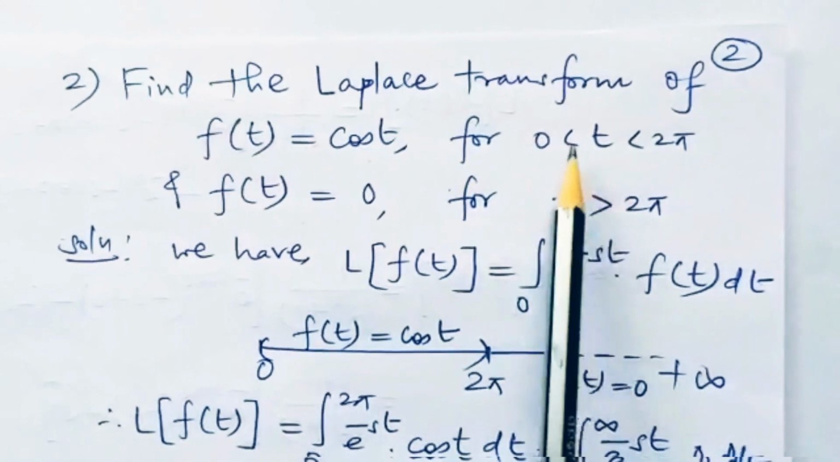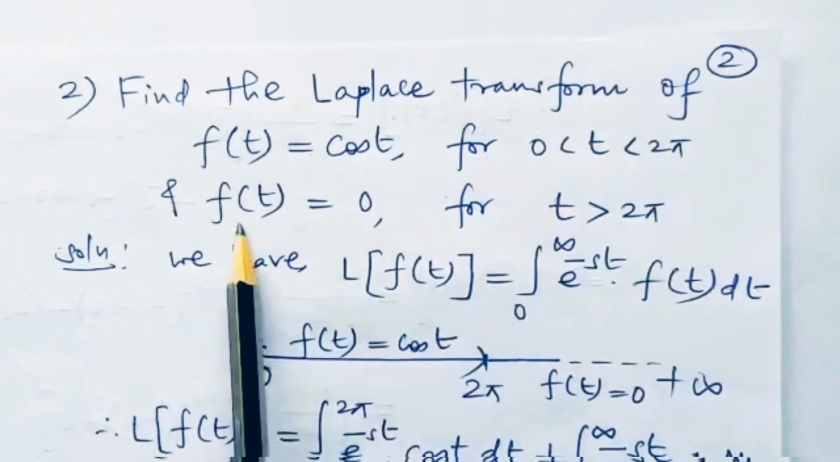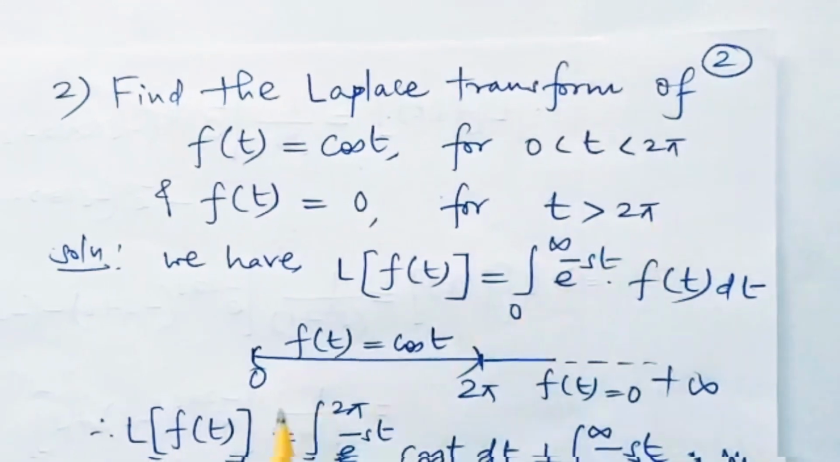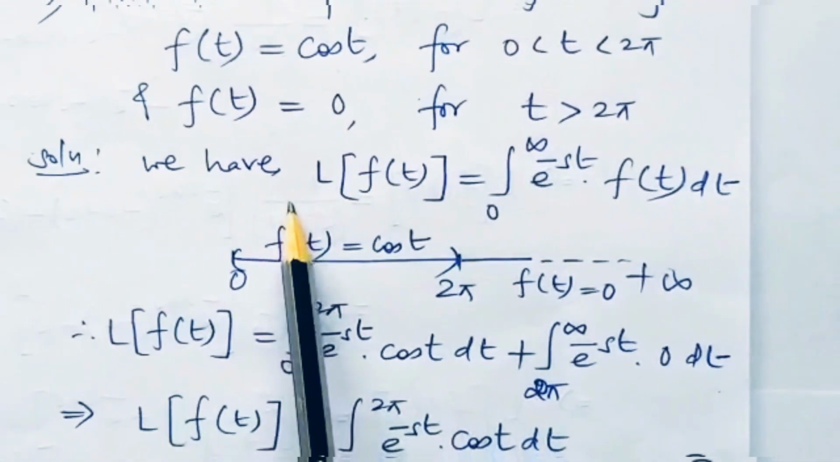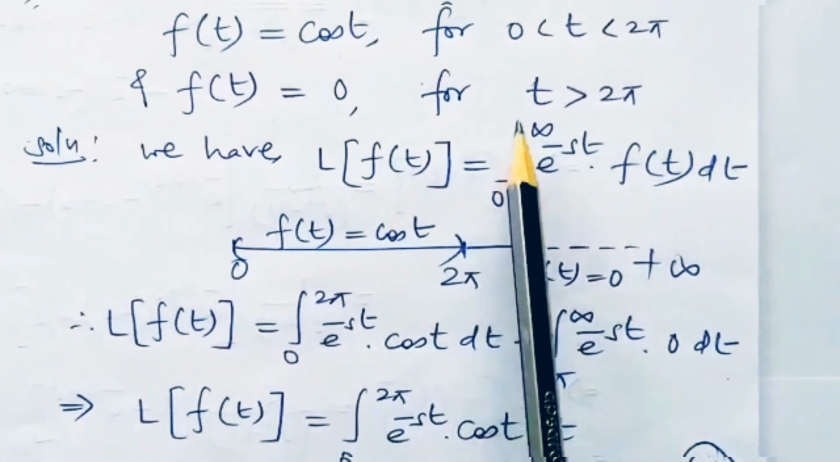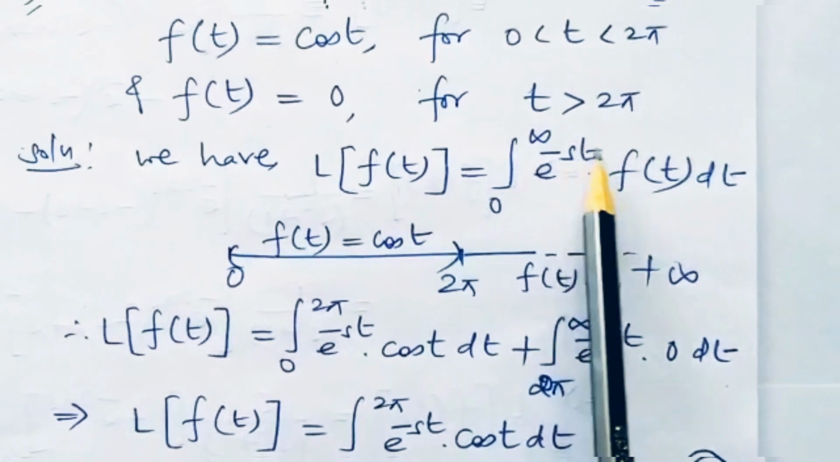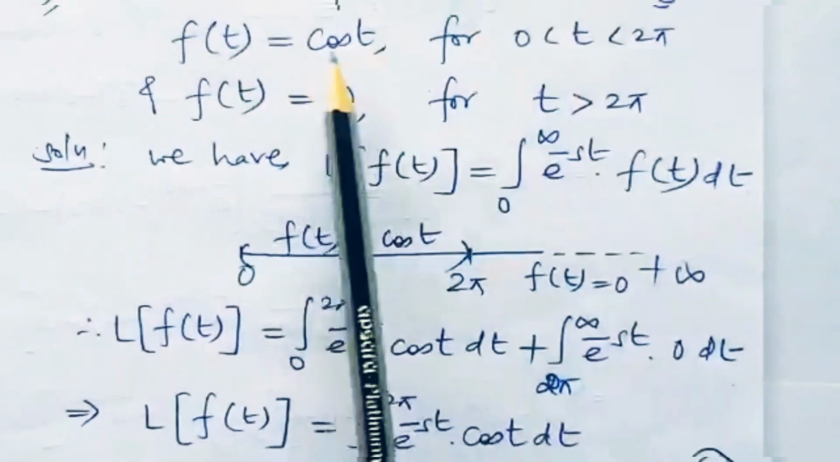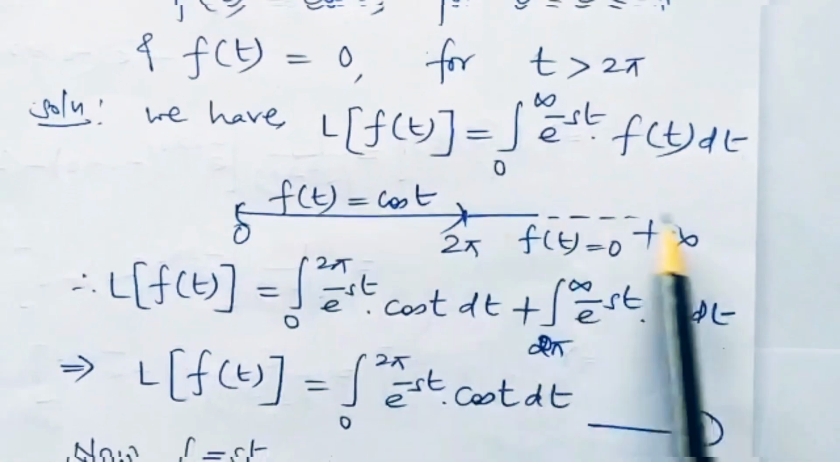t when t lies between 0 to 2 pi, and f of t has a value 0 when t is greater than 2 pi. Now here we have a first step as a definition. We know that Laplace transform of f of t is given by 0 to infinity e raised to minus st f of t dt. As I told you, whenever this type of function comes, it is better we analyze on a real line.